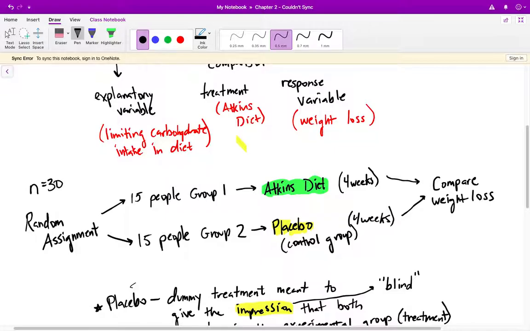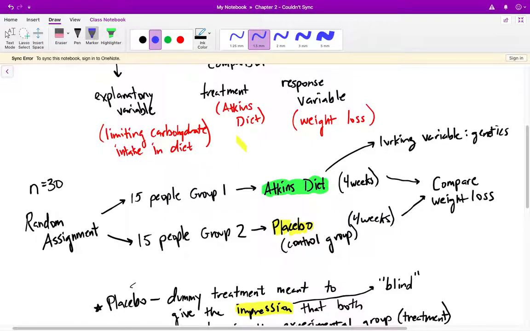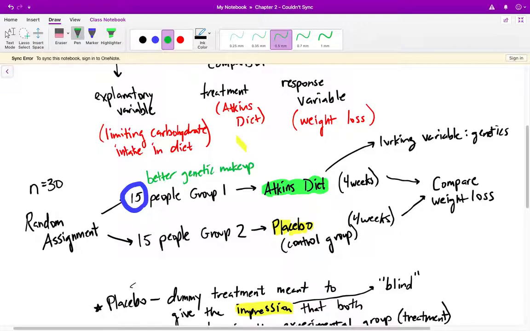The biggest lurking variable I can think of in this experiment is genetics. Some of us are more prone to being able to lose weight than others, right? Let's just say, for example, in this group, and again, we assign these people randomly, but let's say these 15 people had better genes suited to lose weight than the 15 people in group two. Let's say these 15 people right here, I'm going to circle them in blue, and put a little note, they had the better genetic makeup. That is definitely going to play a role in losing more weight than the control group.